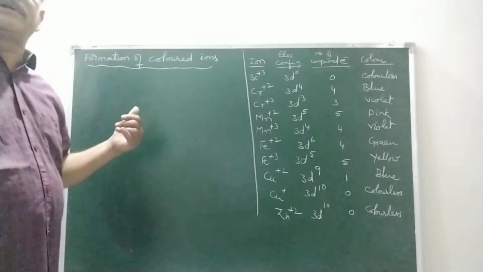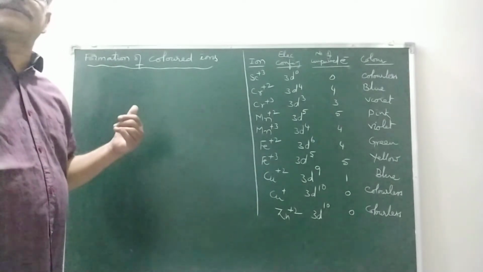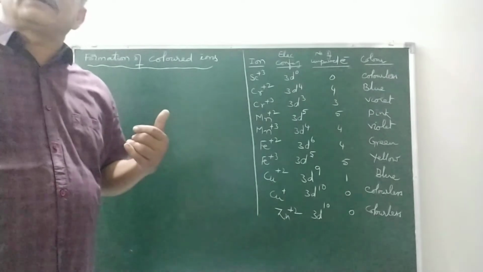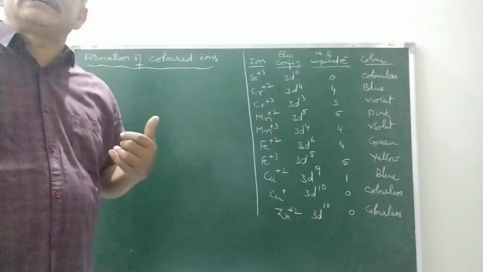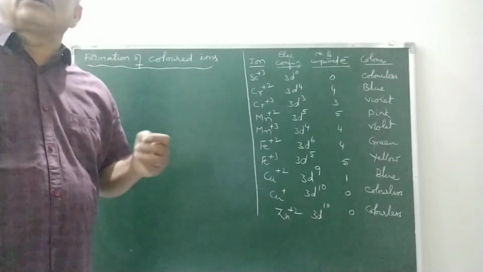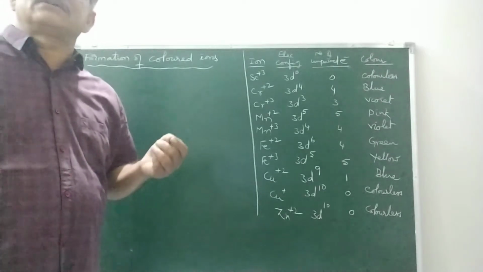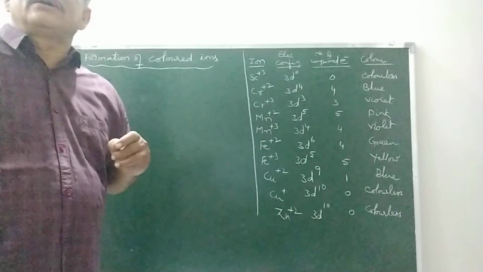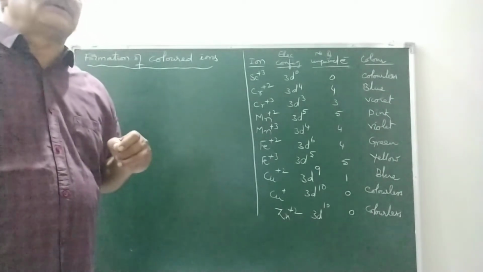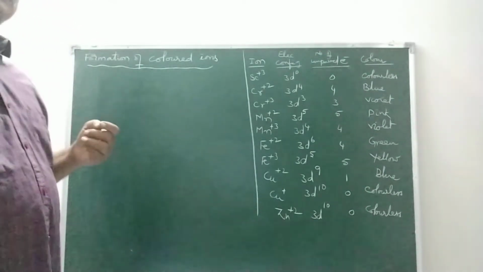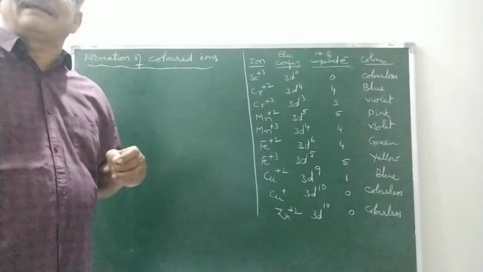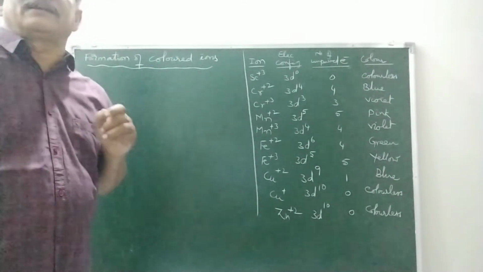For every property we are discussing the reason. Why do the D block elements show variable oxidation states? Because along with ns electrons, n minus 1 d electrons also participate in bonding. That is the reason. Similarly, why do the D block elements show magnetic properties? That is due to the presence of unpaired electrons and due to their spin.